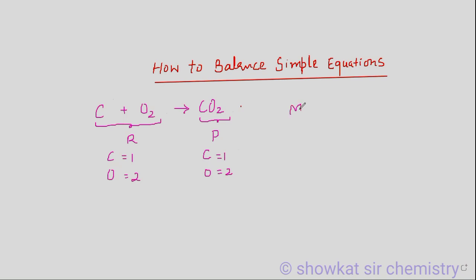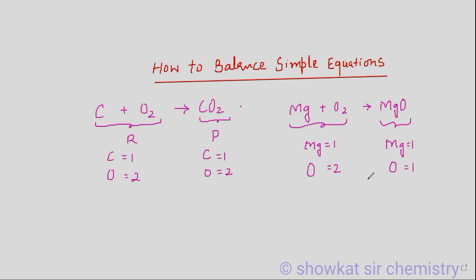Now let's say we're having an equation like this. Magnesium reacts with oxygen and the product which it forms is magnesium oxide, MgO. So is it balanced? No, it is unbalanced. You can check it out. We are having this magnesium, there is only one magnesium atom on the reactant side, and here also on the product side there is one magnesium atom. But on the reactant side there are 2 oxygen atoms, and on the product side there is only one oxygen atom. So how to balance this?